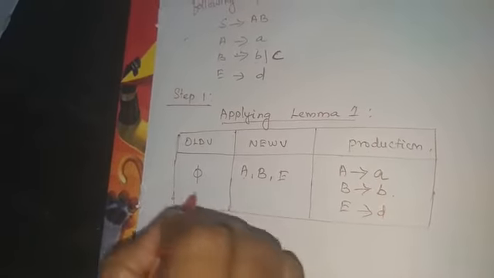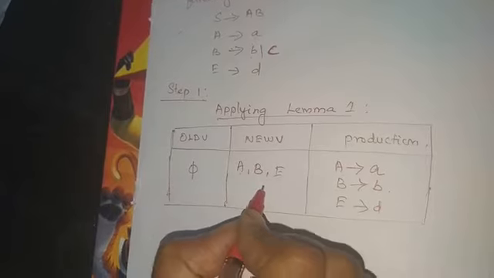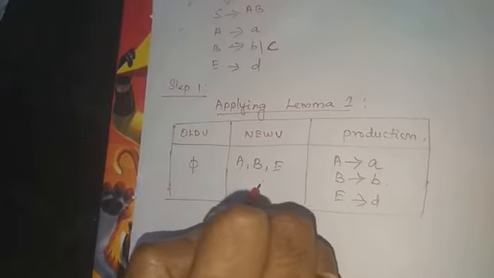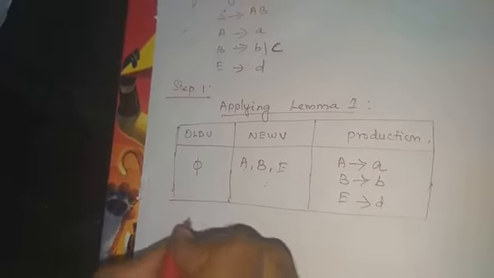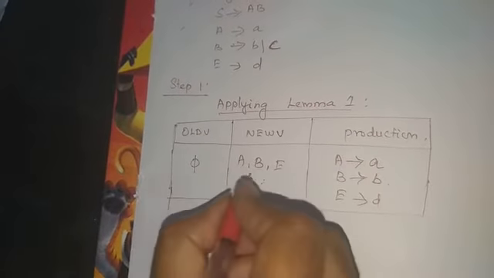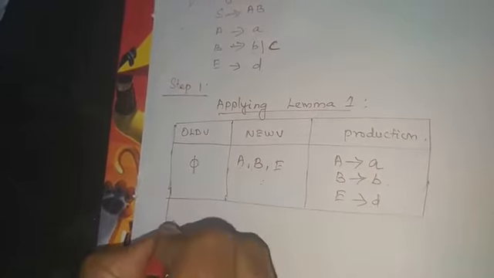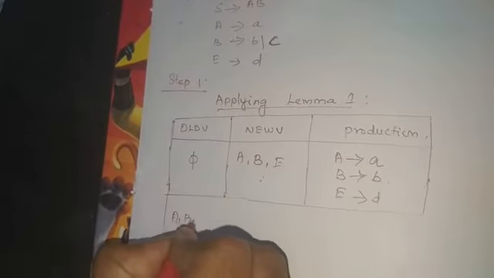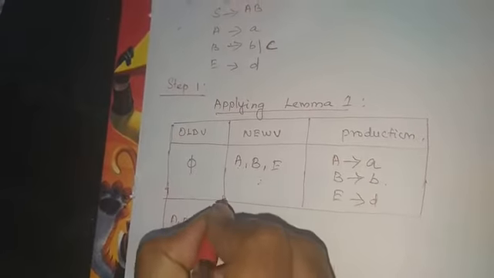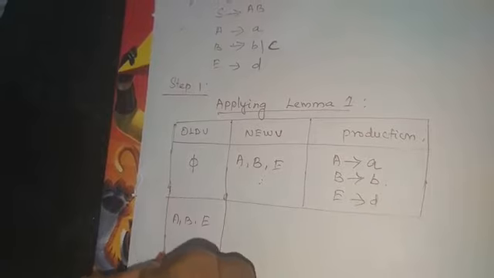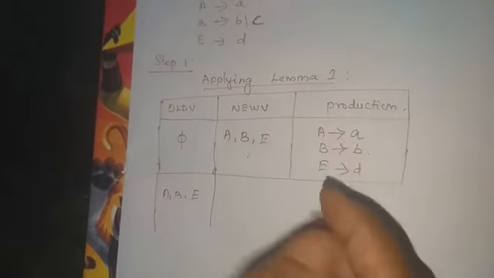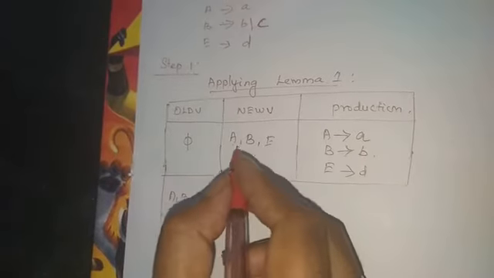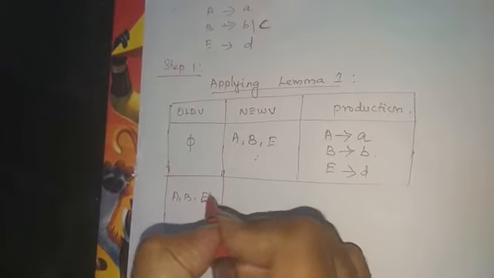Now we have to compare old V and new V according to the algorithm. Old V and new V are not equal, so I have to go for the further step, that is, I have to copy new V into old V. So that is A, B and E. I am following the algorithm. If you don't know the algorithm, you can check the previous video and then follow. So A, B, E I am writing.